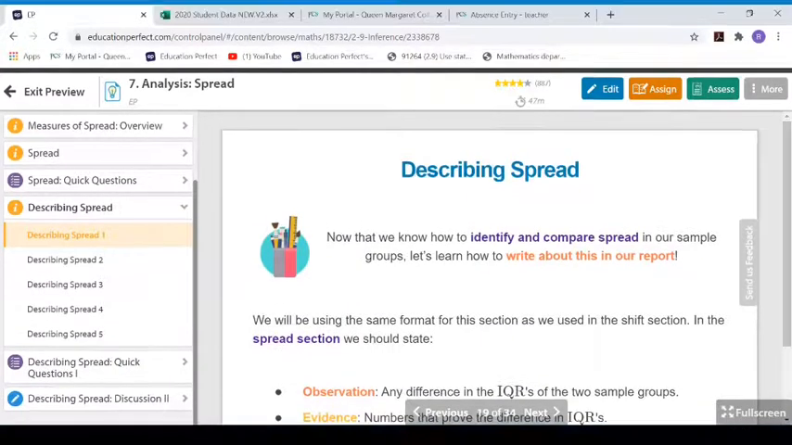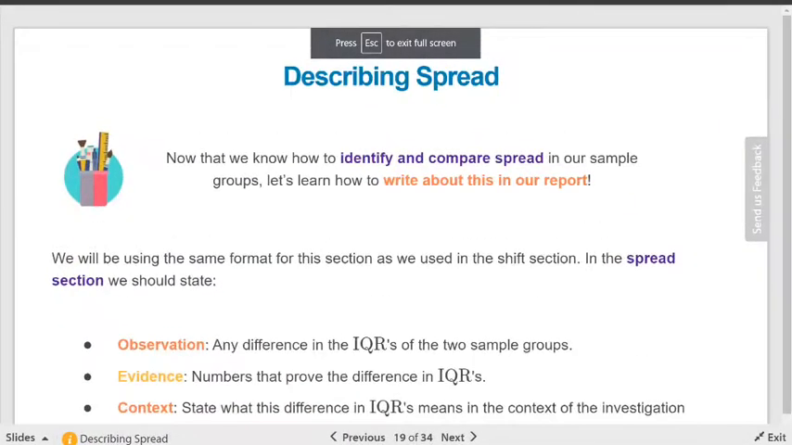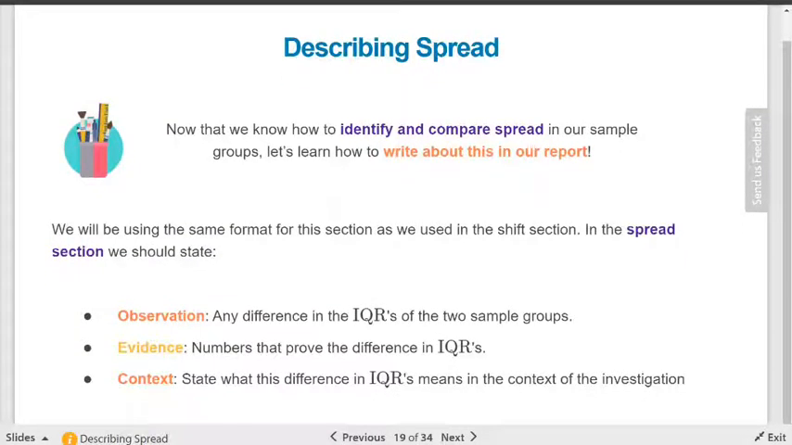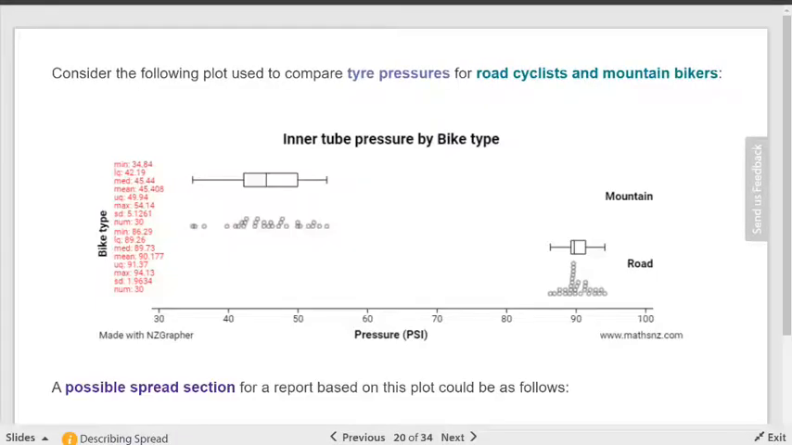When you're describing spread, you're going to see it's almost identical to the way we describe shift. You're going to make the observation, any difference in the interquartile ranges of the two sample groups. Okay? You're going to provide evidence, which means what are the numbers. And then finally, you're going to use context to state what the difference means in context of the investigation. Those are identical to the 3 points that we made when we were using shift. Right? So let's look at a couple of examples of how that works, and you can play with it.